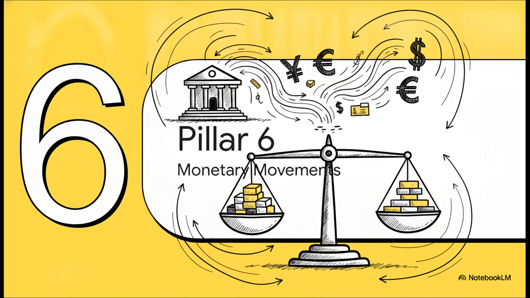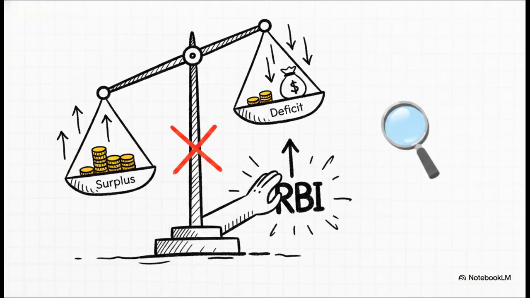And finally, we hit the vault door. Pillar 6, monetary movements. Here's where things get real. You need to understand this concept called disequilibrium. When you tally up all the credits and debits across the balance of payments, it almost never balances perfectly naturally. We either end up with a surplus, meaning a favorable balance with more money coming in, or a deficit, which is unfavorable because too much money flowed out. When things are in this state of disequilibrium, the RBI actually has to step in and manually fix the scales.